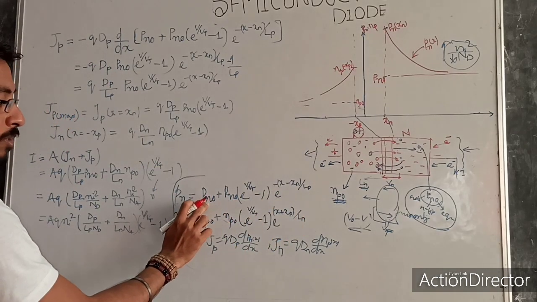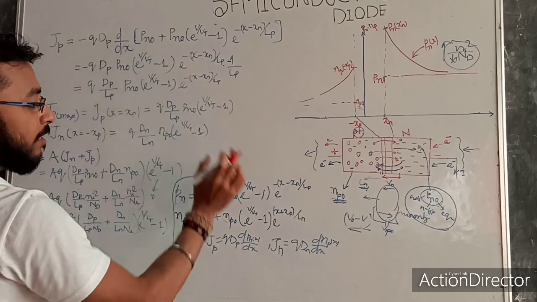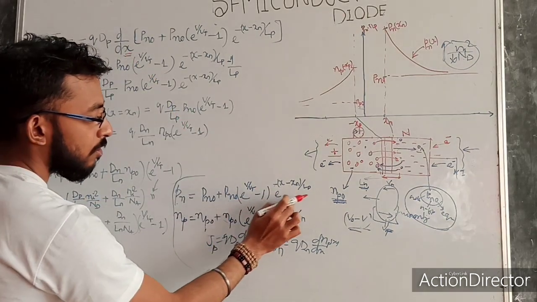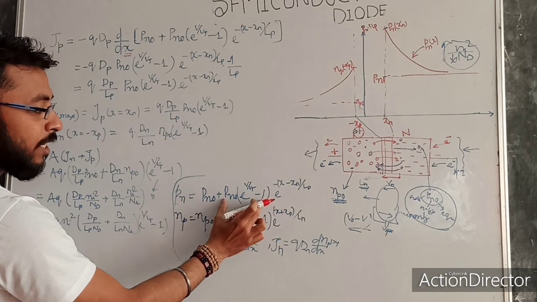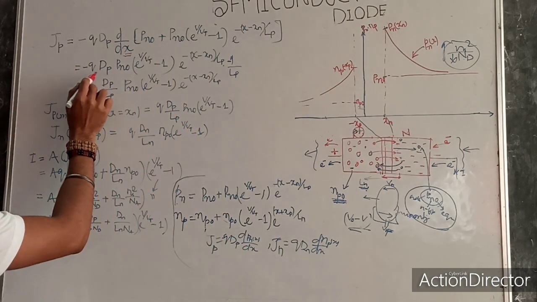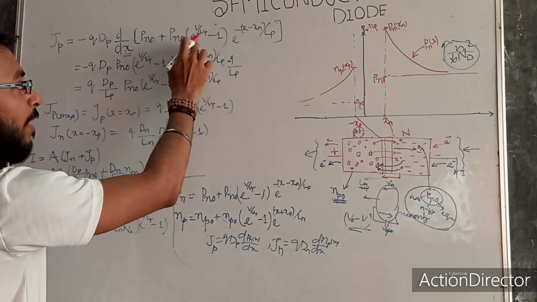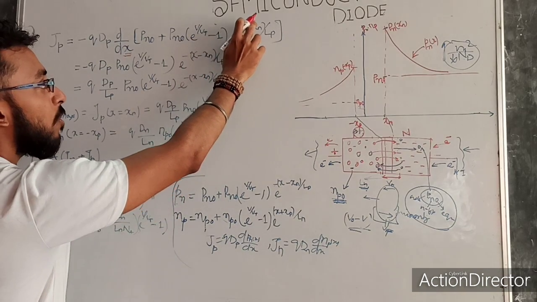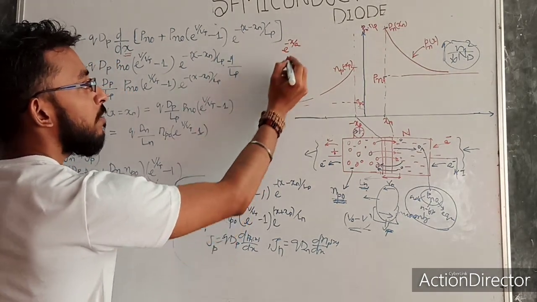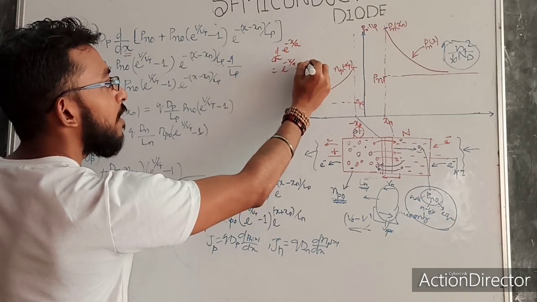This is a constant term, Pn naught. You can see this is a constant value, so the derivative of a constant remains 0. In this part, only this term is a function of x, and the rest are constants. So Pn naught e power V by Vt minus 1 is a constant and it is taken outside. Minus q Dp was there before. The derivative of e power minus x by a is e power minus x by a into minus 1 by a.